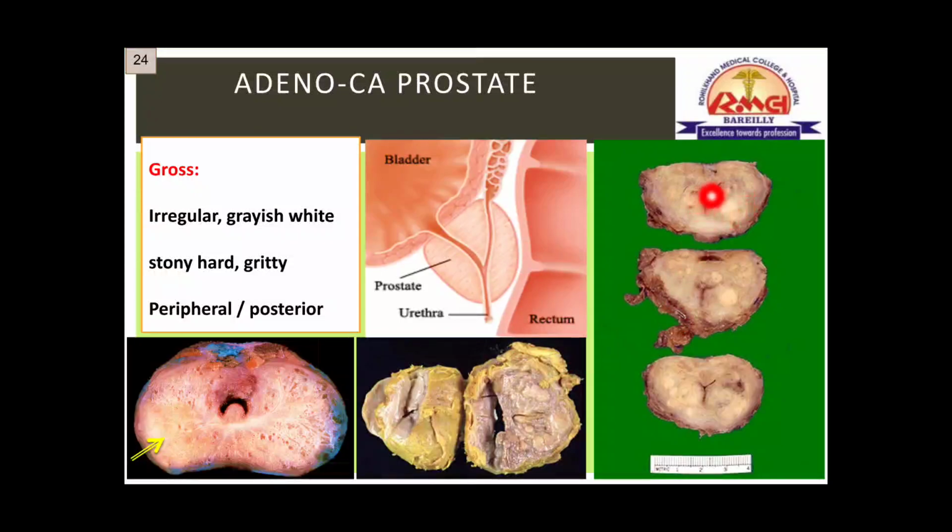You can see this is the transverse section of the prostate, and this is the prostatic urethra. This is slit like, and here you can see these greyish white growths which are spread in the prostatic tissue. So this is the prostatic carcinoma. They will be seen as irregular greyish white hard lesions in the prostate.